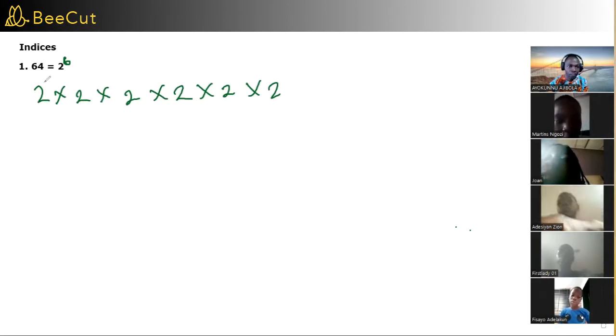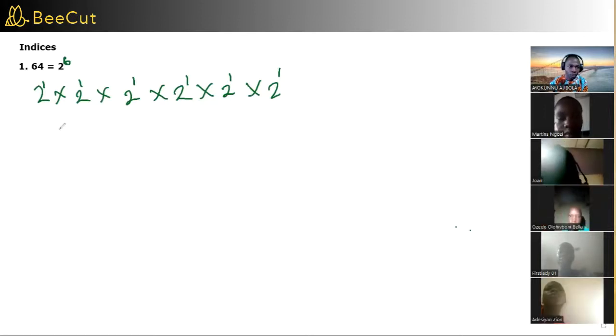And each of the 2s has power 1. So if you add all the 1s together, what will you have? 6. Okay, very good. So any other person with any question?